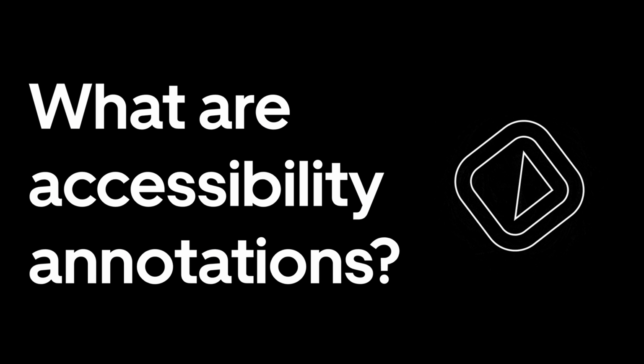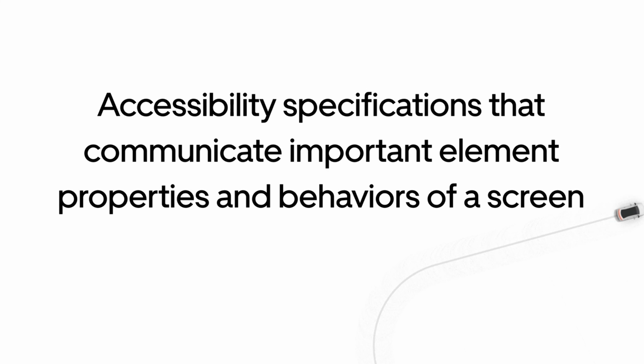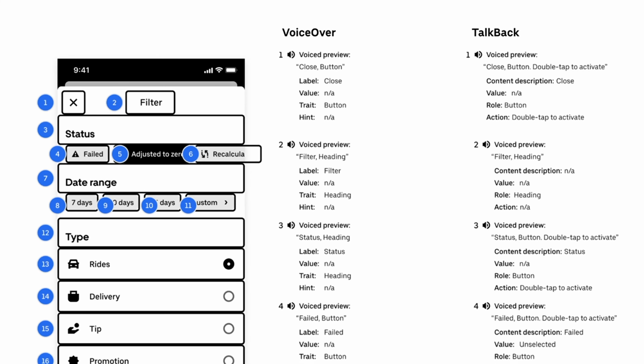Well, this is how accessibility annotations come into play. Accessibility annotations, also known as blue lines, are accessibility-related specifications that help communicate important element properties and behaviors of a screen. This is an example of what accessibility annotations look like, annotating for focus order, groupings, and accessibility features. And this is what we'll be going over today.